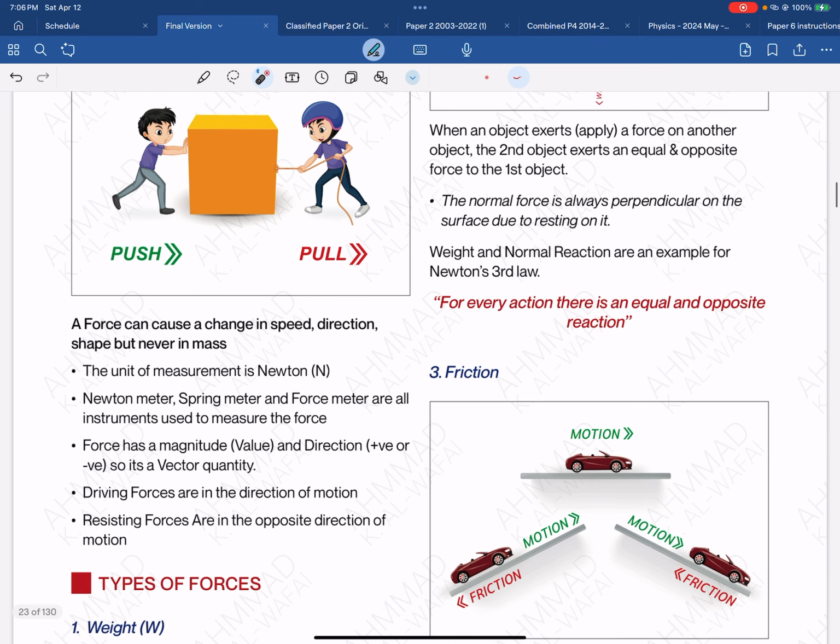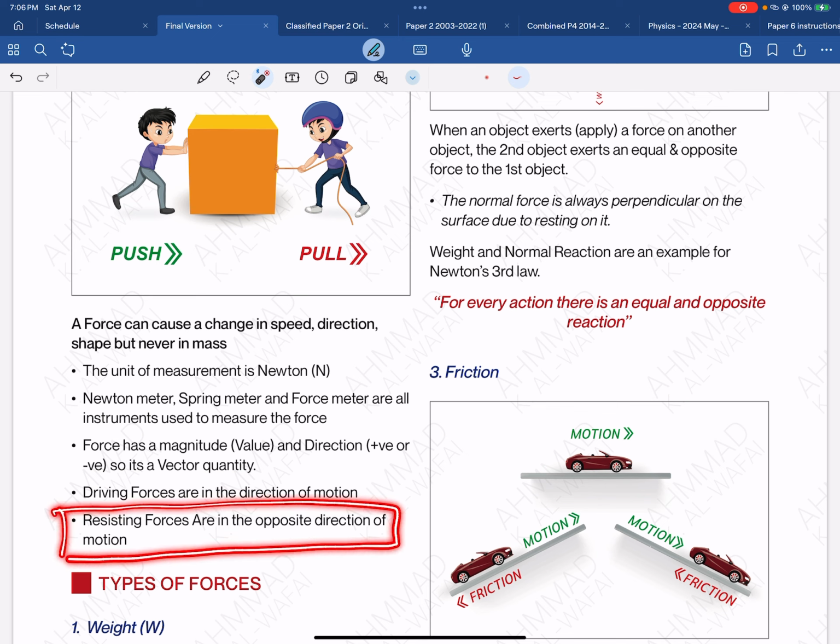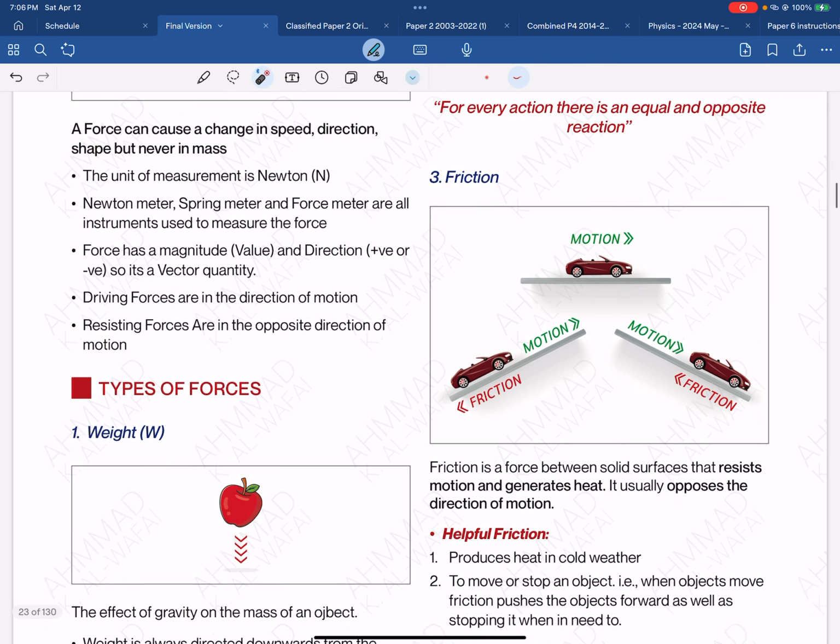Since force is a vector, it can have a positive or a negative value according to the situation that you're facing. If it's a driving force, or a force that causes the object to move, it's a positive force. If it's a resisting force, which is in the opposite direction, it's a negative sign, so it causes the object to slow down.